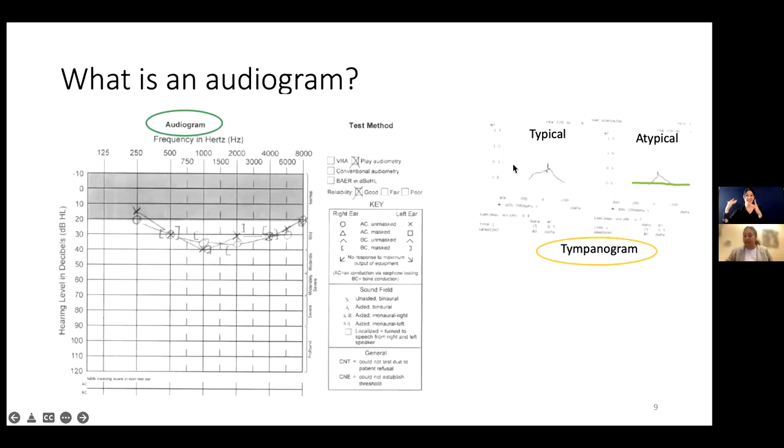Typical middle ear function is indicated by a tracing with a peak, so like a little mountain. In contrast, atypical middle ear function, or a middle ear with some type of blockage, is indicated by a flat tracing here, like this green line, with no peak. A flat tracing could also indicate a hole in the tympanic membrane or eardrum.